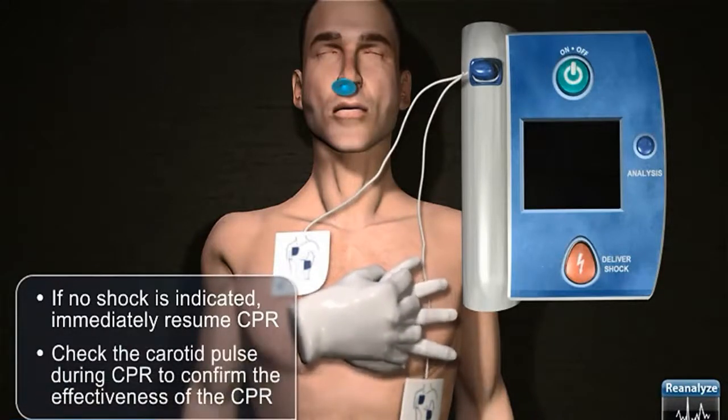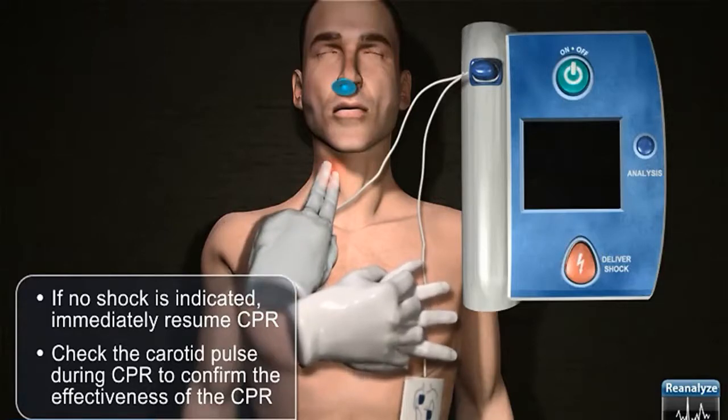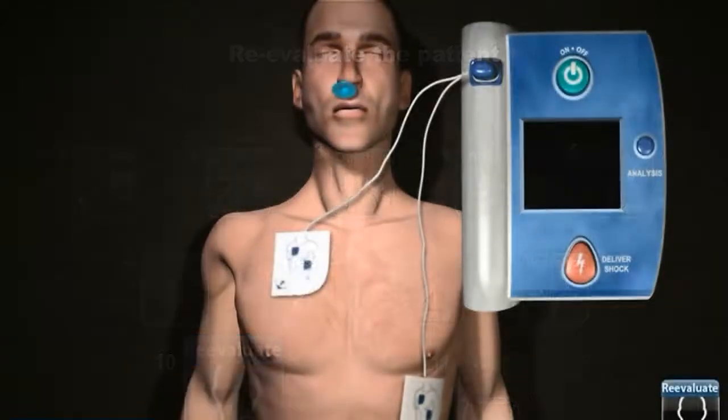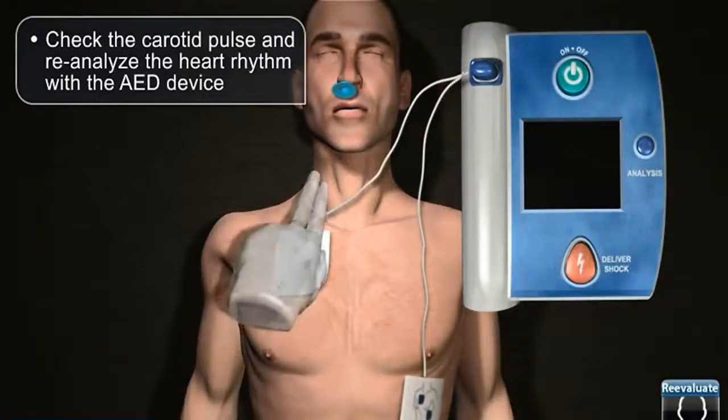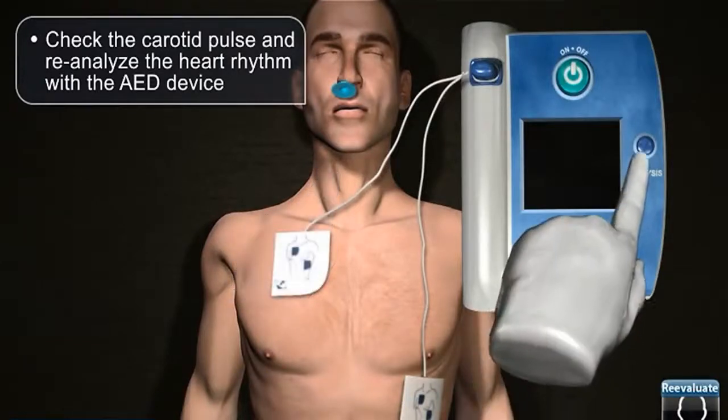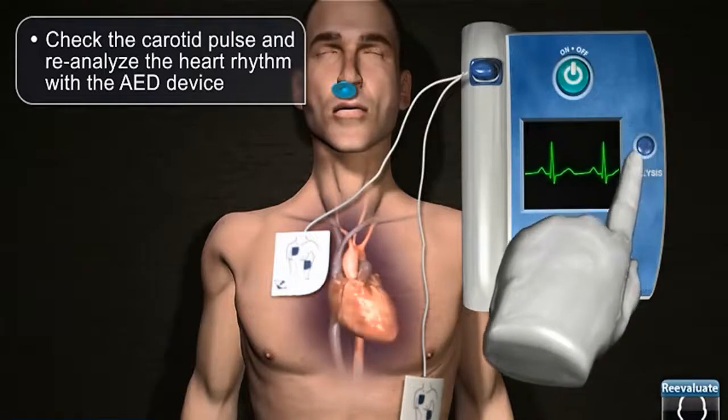Check the carotid pulse during CPR to confirm the effectiveness of the CPR. Reevaluate the patient. Check the carotid pulse and reanalyze the heart rhythm with the AED device. Analyzing.